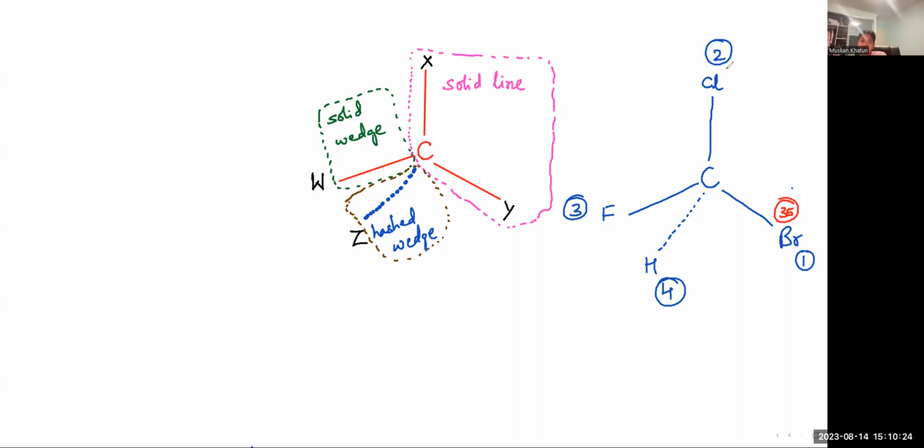Chlorine is 17, fluorine is 9, and hydrogen is 1. So basically, I'm going in descending order. Now tell me, did I move in a clockwise or anti-clockwise direction? Anti-clockwise, exactly. If I start from hydrogen, it's pointing towards this side, isn't it? 1, 2, 3, 4. We are moving in an anti-clockwise direction.